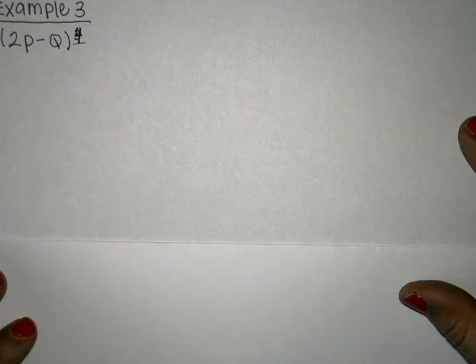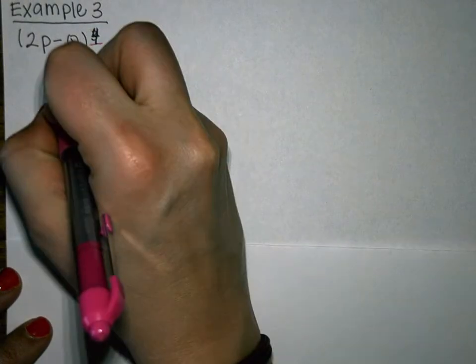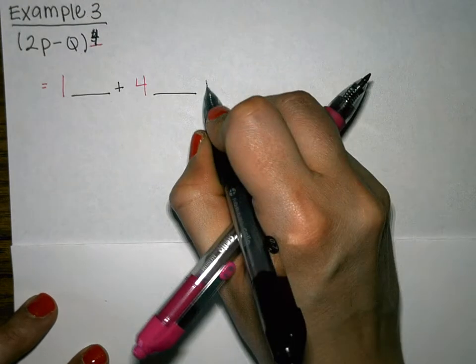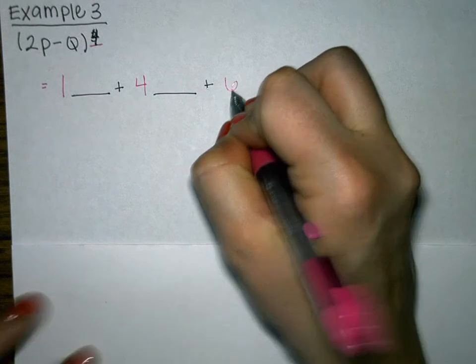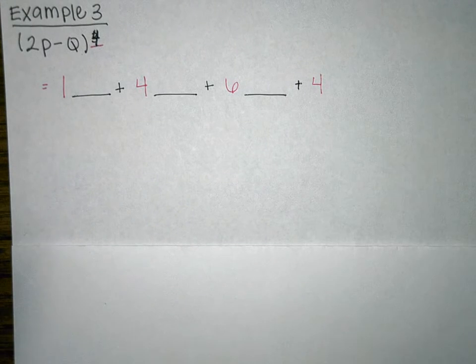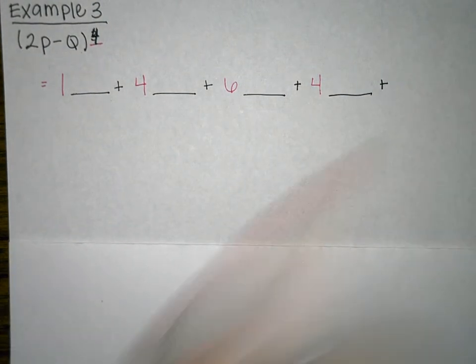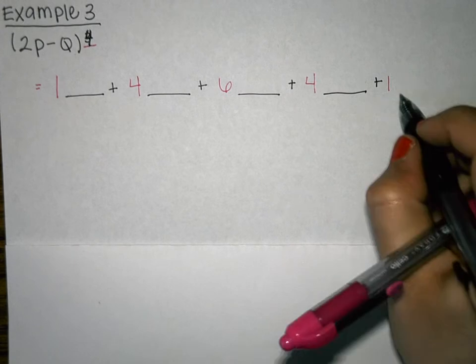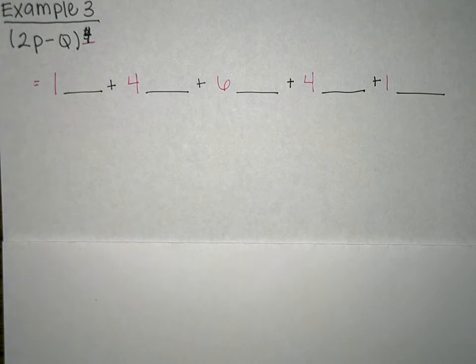So I put my coefficients in first. The first one is going to be 1. And then I put a blank where I'm going to plug in the terms, plus. The next coefficient is 4, and a blank where I'm going to plug in my terms, plus 6, blank, plus 4, blank, plus 1, blank. So the first thing we're always going to do is fill in the coefficients.